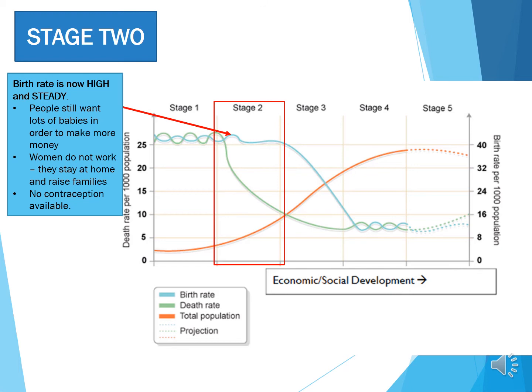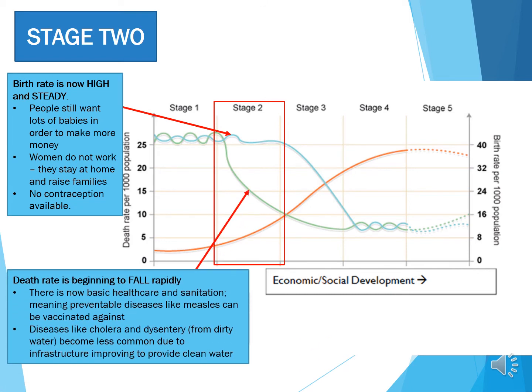The biggest change that we see in stage 2 is that dramatic fall in death rate. We can see that it is falling rapidly. This suggests to us as geographers that there is now basic healthcare and sanitation in place, meaning that those preventable diseases that you are vaccinated against at a young age are available. It also means that there is now better infrastructure, which can lead to the provision of clean water. So those diseases that spread because of water become less common and also more manageable because they have that basic medication and that basic healthcare.